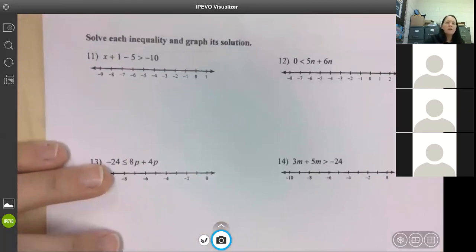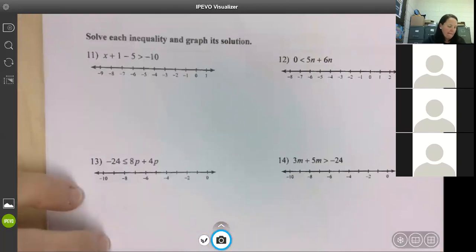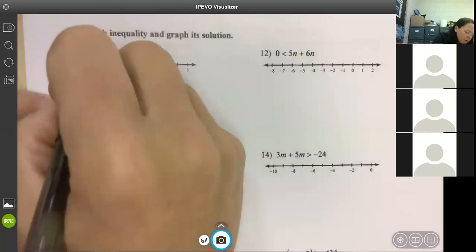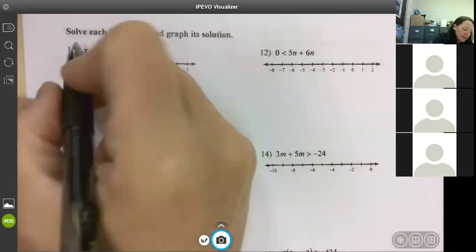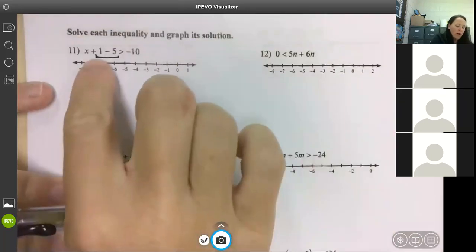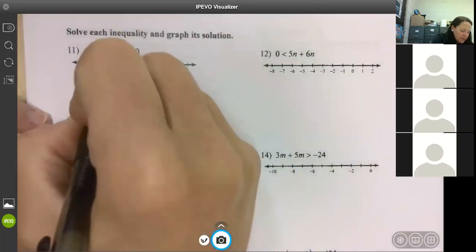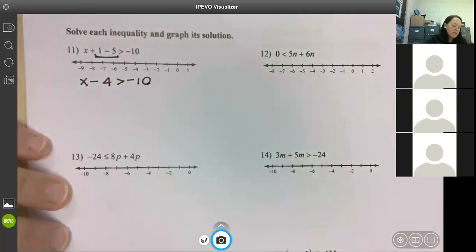Start with number 11. What do I need to do on number 11? Combine like terms. Yep. They're the exact same as the ones in front. Remember, there's only one extra rule, and when we get there, I'll tell you what it is. So we get x. What is 1 minus 5? -4. X minus 4 is greater than -10. Finish it up just like before.